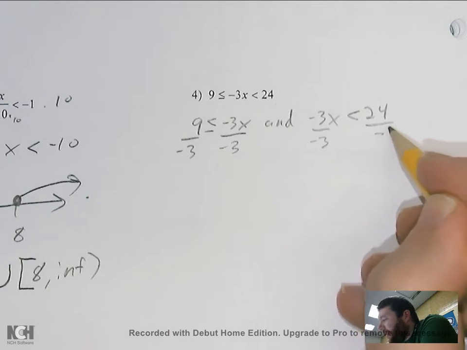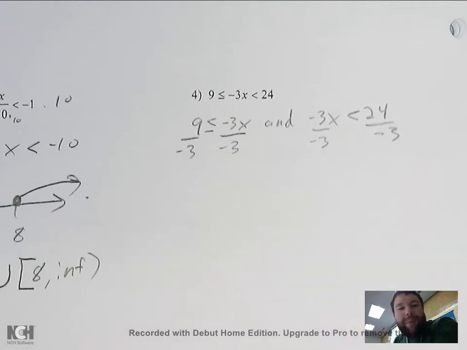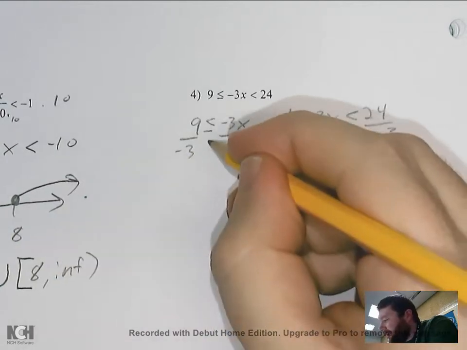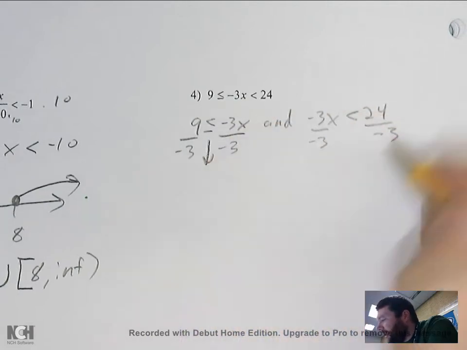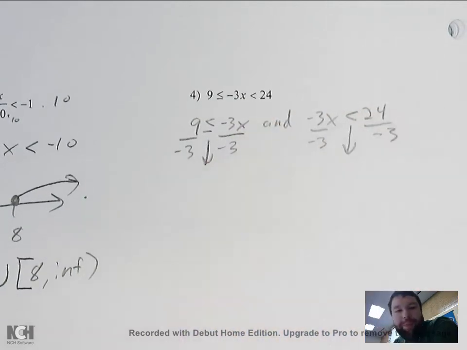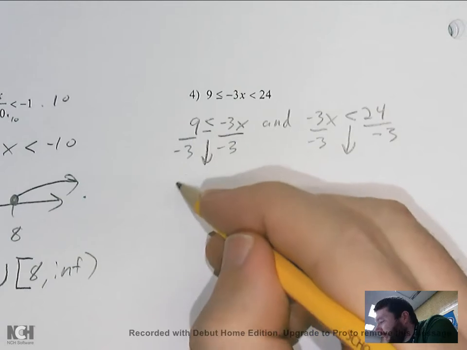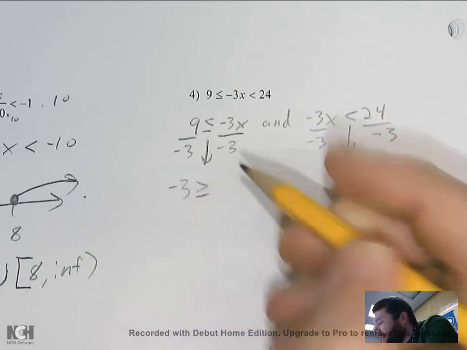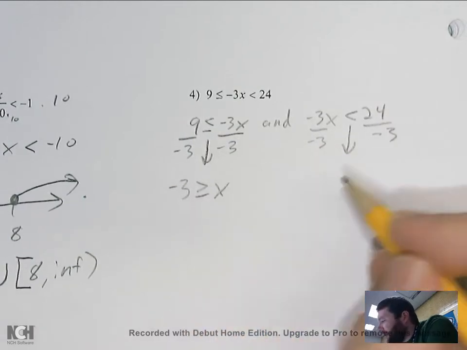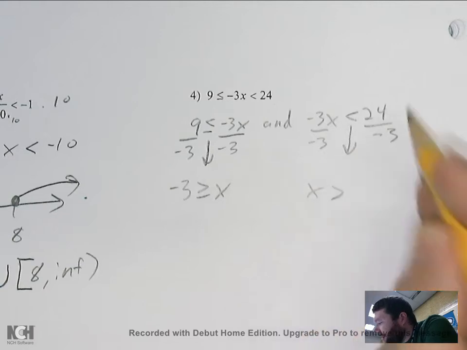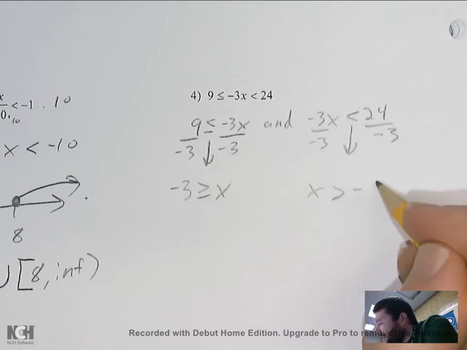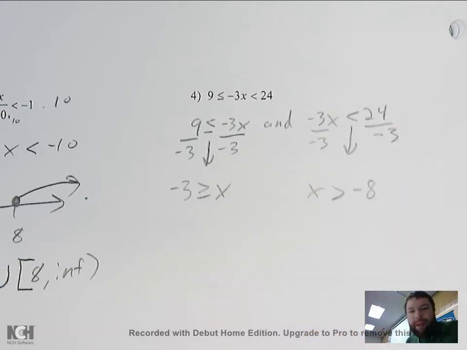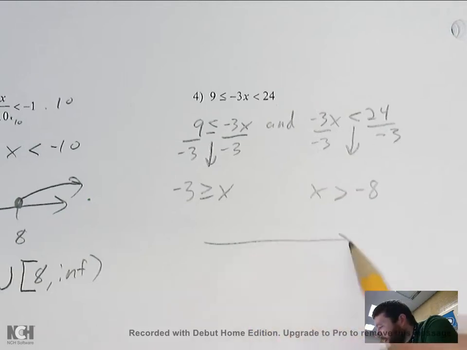We're dividing by a negative number, which means that inequality sign needs to flip, needs to change directions. Anytime you divide by a negative number, it changes directions. So that's going to become negative 3 is now greater than x, and x is now greater than negative 8. So then we graph it.